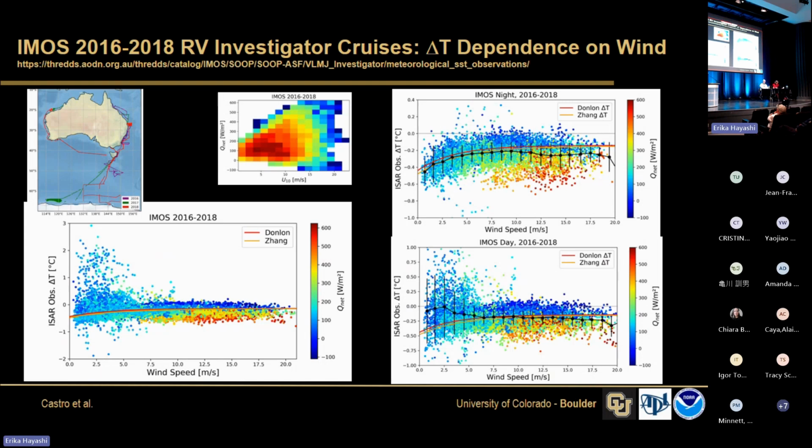And as we can see for the nighttime dependence, the observations follow Sang's dependence pretty well up to 10 meters per second. But after 10 meters per second, the observations deviate from the Donlon asymptote. So we have increasing delta T's for increasing winds, for winds greater than 10. What is very unique about this data set is that you can see a perfect stratification of delta T with wind speed basically for all winds. It's hard to see this in other data sets so cleanly.